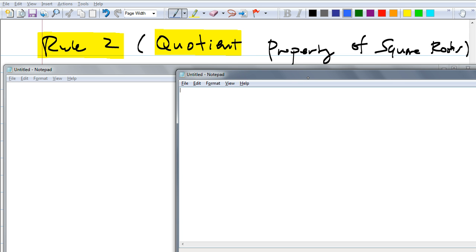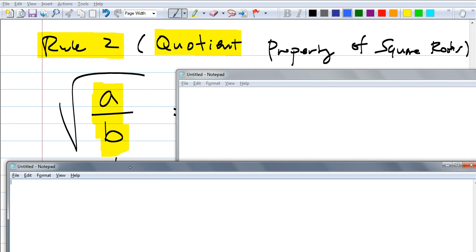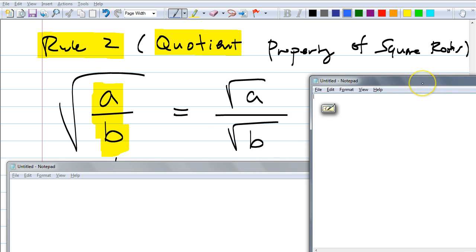So we have division, like if they divide each other? Yes, very good. So if I have the square root of a over b, guess what this equals? Yeah, the square root of a over the square root of b. Exactly. It simply is the square root of a over the square root of b, just as you expected.